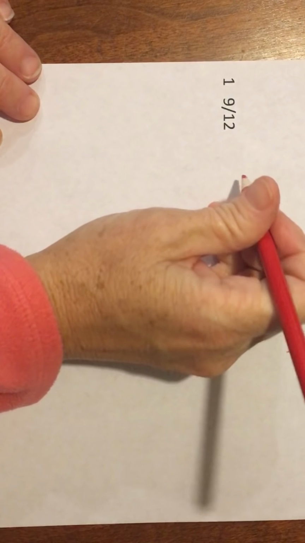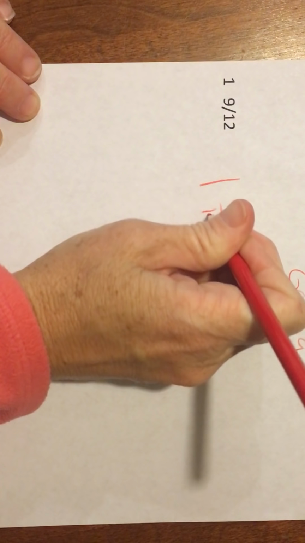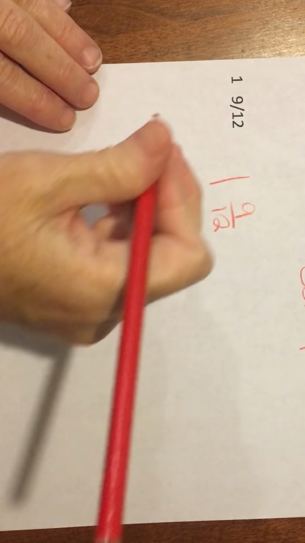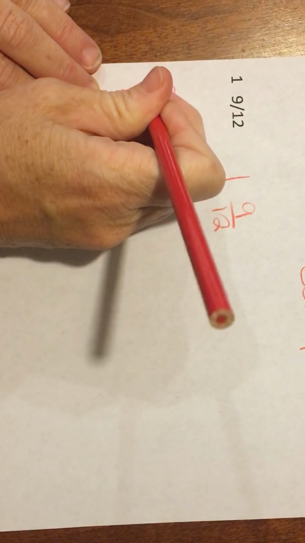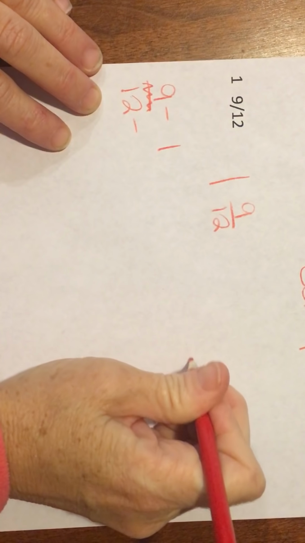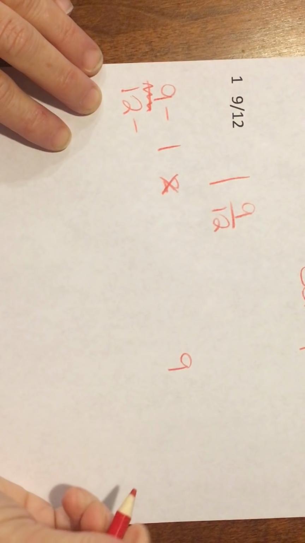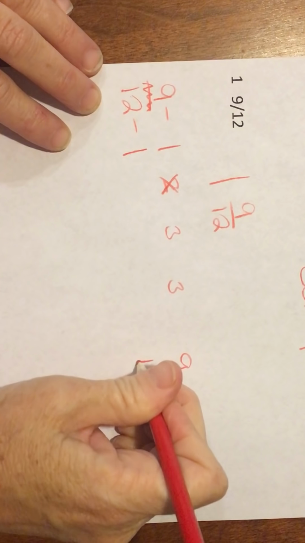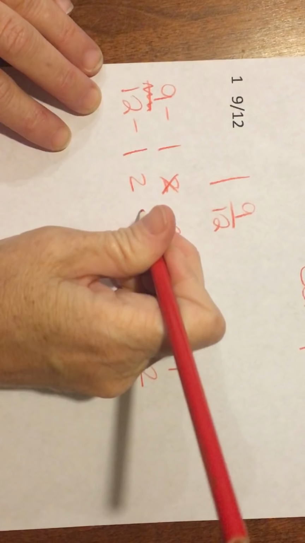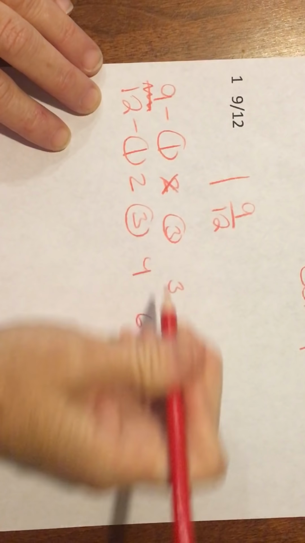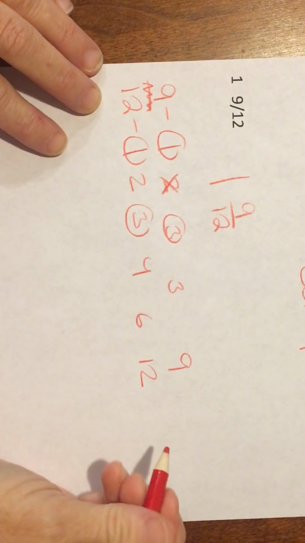Okay, so let's try another one. So again, I don't like when it's written this way, so I'm going to rewrite it. 1 and 9/12. Okay, so I'm not going to worry anything about this whole number. I'm going to set it up as 9 and 12. So I'm going to find my GCF. 1 times 9, 2 times doesn't work. 3 times 3, and then that's a repeat. So I stop. 1 times 12, 2 times 6, 3 times 4, and then I have a repeat. So my GCF is 3.